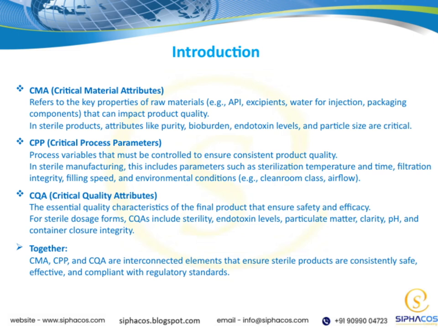Finally, it's important to understand how these elements, CMA, CPP, and CQA, are interconnected. They work together to ensure that sterile products are consistently safe, effective, and compliant with regulatory requirements. By managing these attributes and parameters diligently, we uphold the integrity and quality of the final product throughout the manufacturing process.